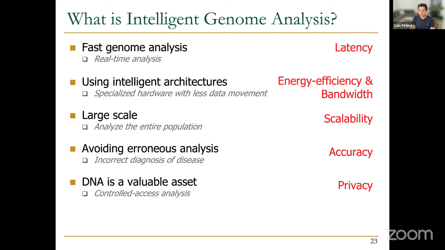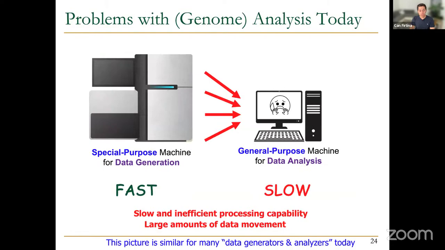So then let's cover the problem that we have today with genome analysis. But this is essentially almost true for almost any workload that generates a lot of data, let's say. So the main problem is that we have a special purpose machine, which is, in our case, a sequencer, right? It takes the genome and it generates lots of data at the end at a very high speed, right? So we're generating that data at a very fast rate.